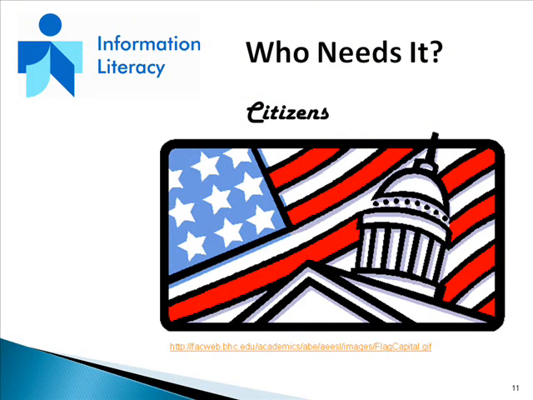Now that we have a general understanding of what information literacy is, let's concentrate on who needs it. First of all, we as citizens must practice information skills. We are bombarded with misinformation and disinformation. Do you know how to find unbiased political websites? Do you know how to contact your legislators?